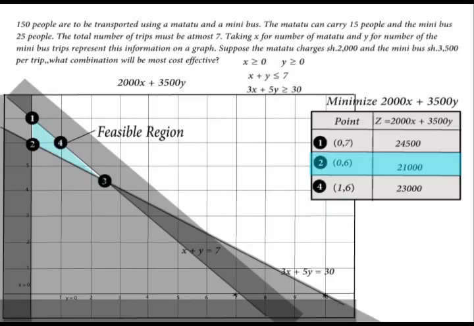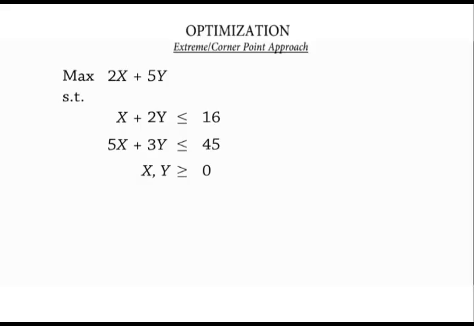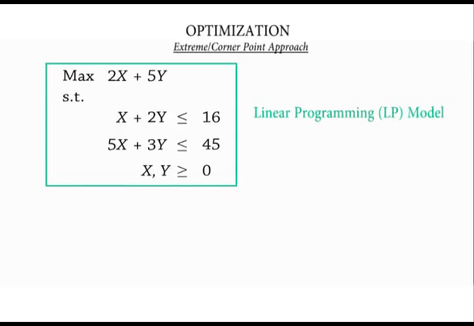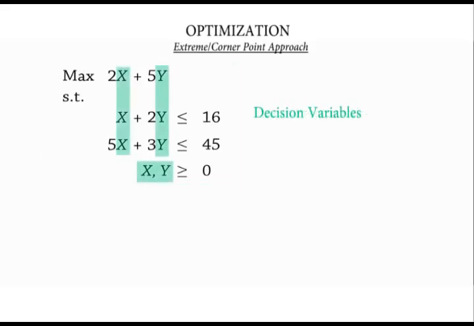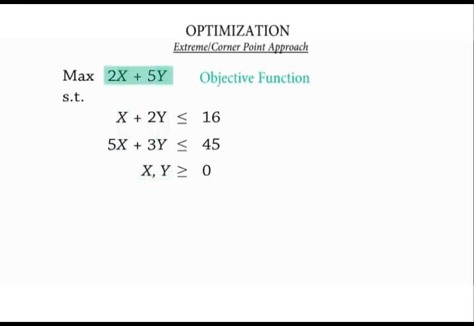Let's take one more example. We want to maximize the expression 2x plus 5y using the extreme or corner points approach. What we have here is a linear programming model. We have the x and y, which we call the decision variables, and they tell us what quantities to buy, sell, transport, and so on. The 2x plus 5y is the objective function, which we want to maximize.